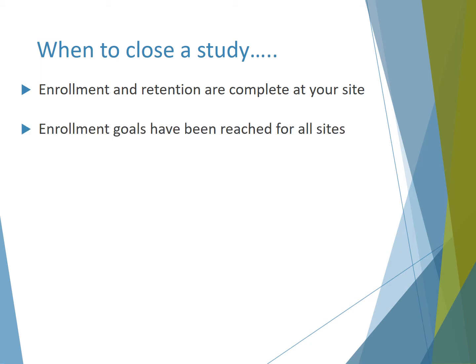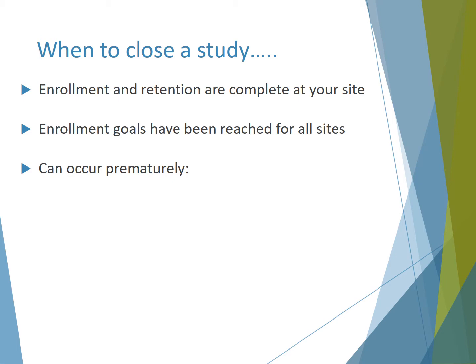Also, a study might be closed when enrollment goals have been reached for all sites. So, if you say you're going to find 40 patients, and you open the study, and you have 10 on, your sponsor might come to you and say, oh, you know what, we're done. We needed 3,000 patients across the United States, and we found the 3,000 patients. So even though you said you were going to give us 40, we don't need any more, so you're done. So the sponsor might make that determination based on the enrollment across all of the sites.